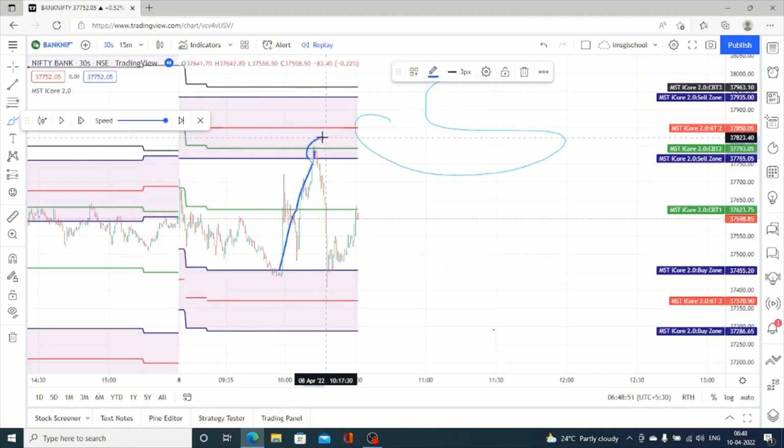So exactly, it went up to our second target, which is equivalent to a 1:4 ratio. So after that, what happened? The market has reversed. So here we have to apply some price action method. So what price action method can we apply?